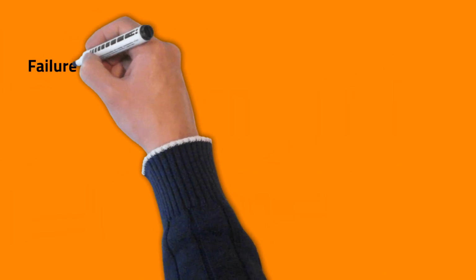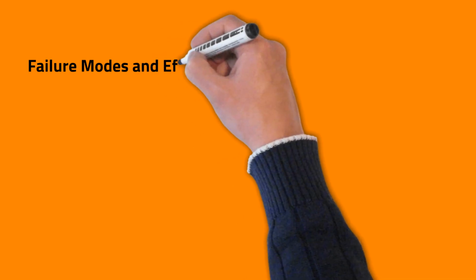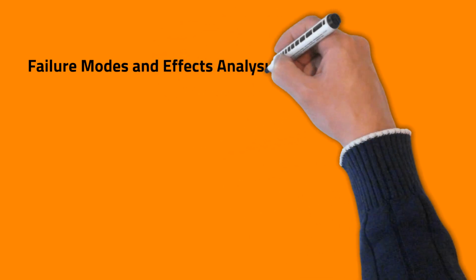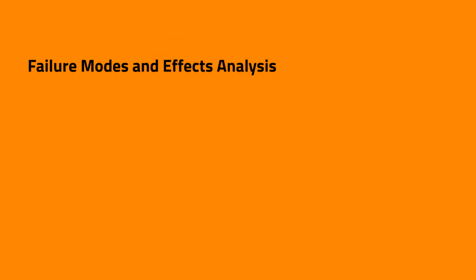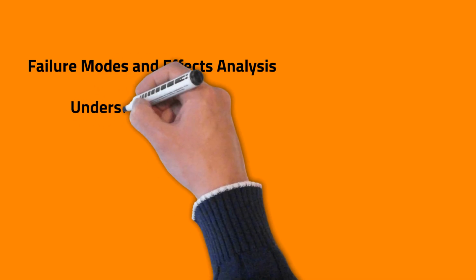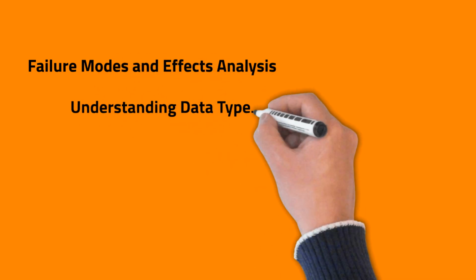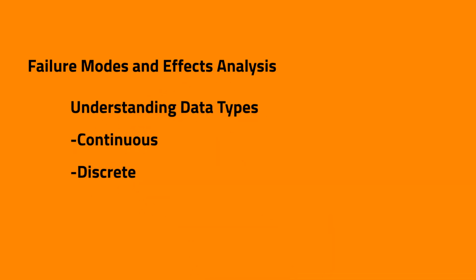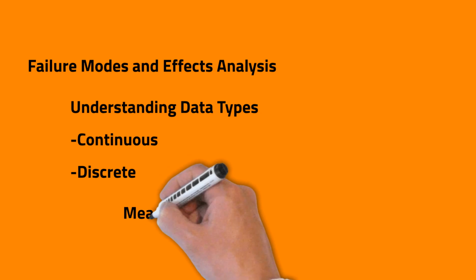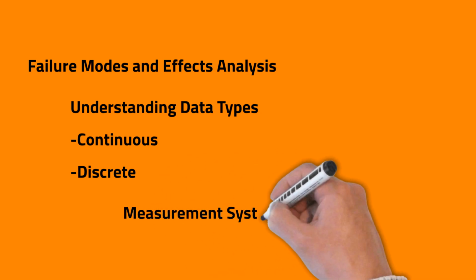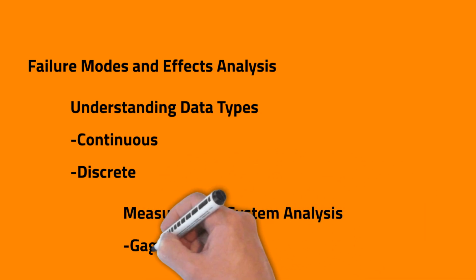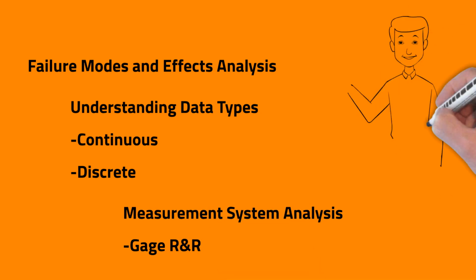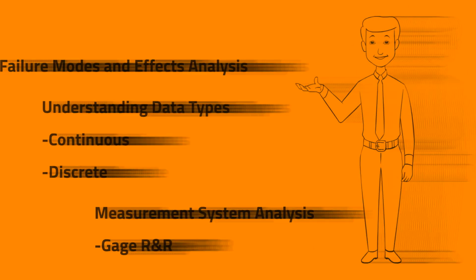The measure phase involves critical tools like FMEA, which helps you identify potential failure points and assess their impact. Understanding data types, whether continuous like temperature or discrete like defect counts, ensures you use the right statistical methods. Lastly, measurement system analysis, particularly Gage R&R studies, validates that your measurement tools are reliable. These concepts lay the foundation for meaningful data analysis.